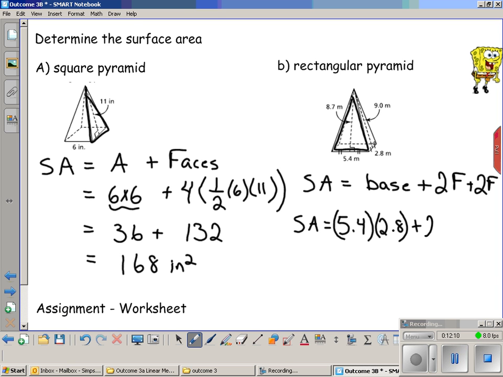Plus, I have 2 faces that have a triangular area. So area is 1/2 the base. Let's do the front first. The front is 5.4 times the height, which is 8.7. Plus, I need to add to that the area of these 2 sides. Those 2 sides, the area again is a triangle, so it's 1/2 the base. The base on that side is 2.8 times the height, which is 9.